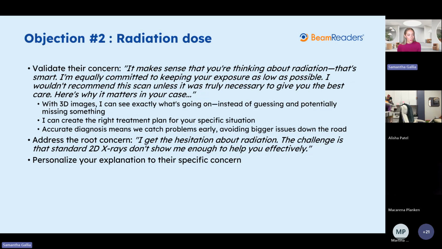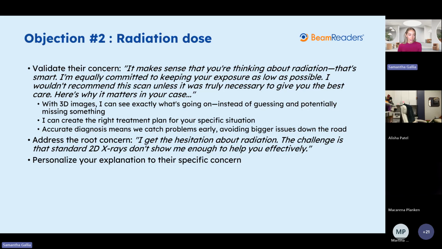And then objection number two is radiation dose. Again, you want to validate their concerns: "It makes sense that you're thinking about radiation. That's smart. I'm also committed to keeping your exposure as low as possible." I often explain ALARA to patients so that they know we're not just taking radiographs willy-nilly. We take it seriously. And then I like to tell them, "I wouldn't recommend this scan unless it was truly necessary to give you the best care."